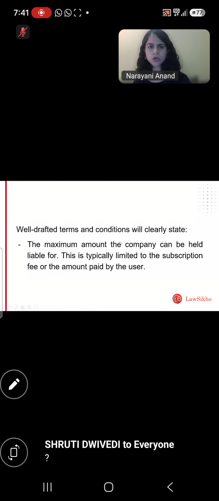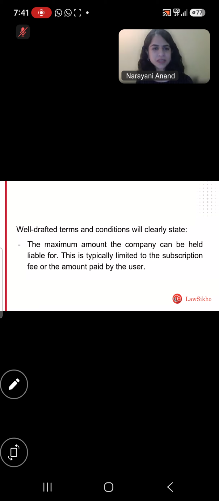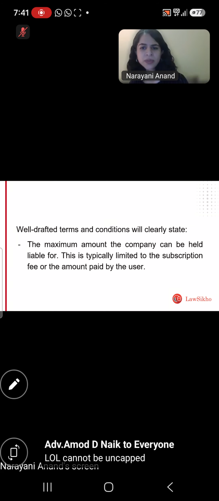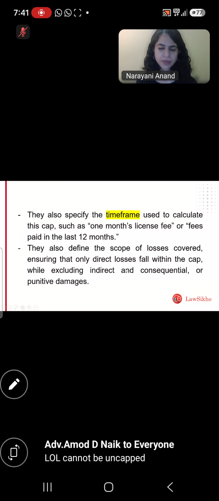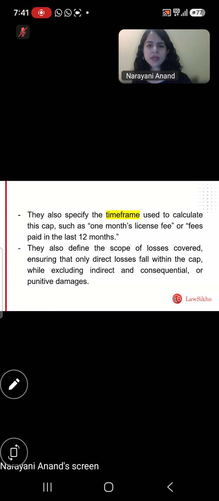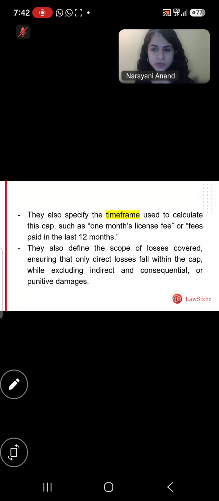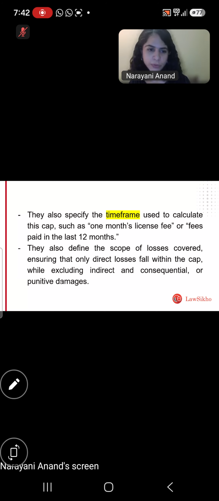but the limitation of liability clause, what it does across agreements is that it limits, as it says on the tin, the liability, the maximum amount that the company is liable to pay in case something goes wrong. And typically it would be limited to, let's say, the subscription fee or the amount that is paid by the user. So it could be framed, for example, as 1 month's license fee, or fees paid, basically the subscription fee or fees paid in the last 12 months. So the company can say that whatever losses and damages you incur, our maximum liability will be capped up to 1 month's license fee. Or they could also define the scope of the losses covered, and they could say that only direct losses will fall within the cap, while excluding indirect and consequential or punitive damages.